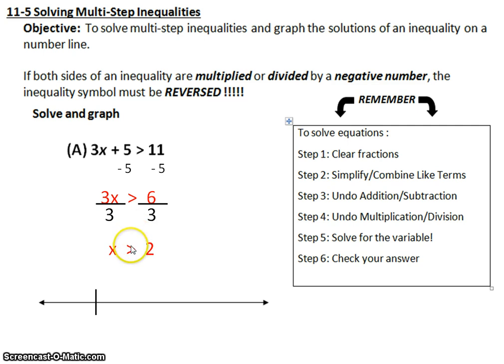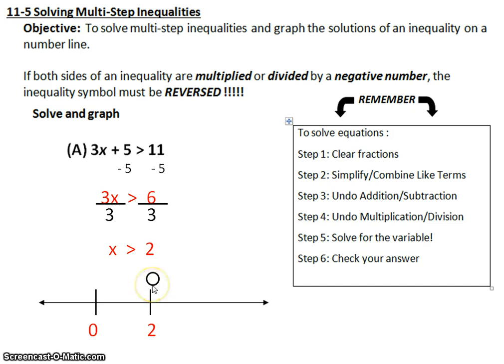Now on the graph, on the number line, I want to graph this solution. So I'm going to always put 0. I need to show where 2 is located. Above 2, I need an open dot or a closed dot. Let's look at the inequality. Because the inequality is greater than, 2 is not part of the solution. So I'm going to put an open circle above 2.